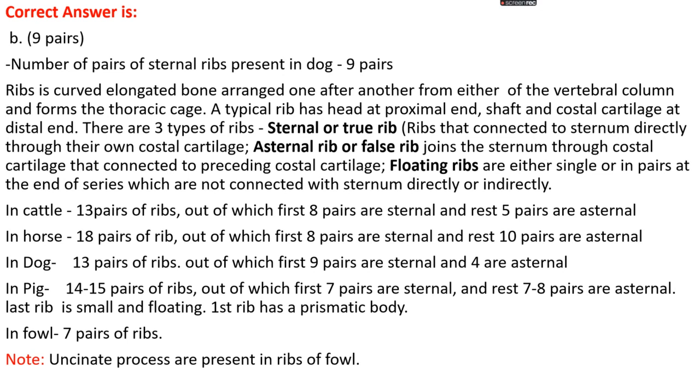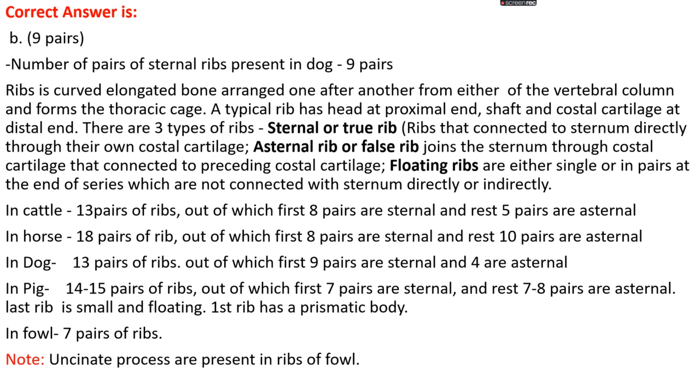In cattle, 13 pairs of ribs are present, out of which the first 8 pairs are sternal and the remaining 5 pairs are asternal. Horse has 18 pairs of ribs, out of which the first 8 are sternal and the remaining 10 are asternal. Dog has 13 pairs of ribs, out of which the first 9 pairs are sternal and 4 are asternal. In pig, 14 to 15 pairs of ribs, out of which the first 7 are sternal and the remaining 7 to 8 pairs are asternal. The last rib is small and floating, while the first rib has a prismatic body.